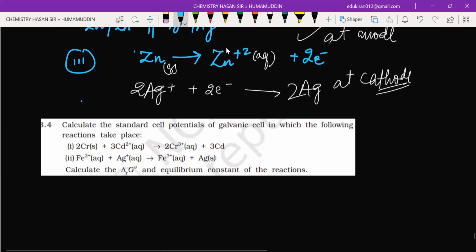Calculate the standard cell potentials of the galvanic cell in which the following reaction takes place. E naught cell you need to calculate, and delta RG naught, that means delta G naught. I had given you the formula. Please do it.